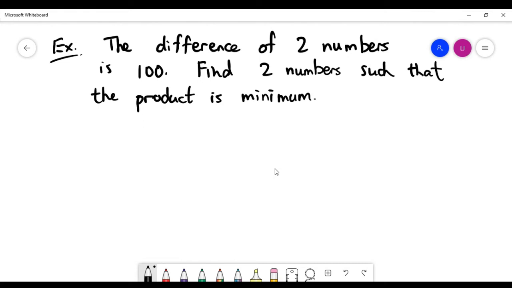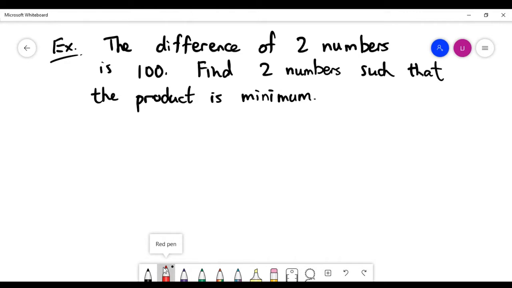You are given two numbers. They can be positive, they can be negative, it doesn't matter, but they have to satisfy the condition that the difference between the two numbers is 100. And I would like to look for the pair of numbers such that the product of them is minimum. You may be a little bit confused about what I'm asking here. Anyway, as long as you give me two numbers such that the difference is 100, and among all these possibilities the product is minimum, that would be our final answer.